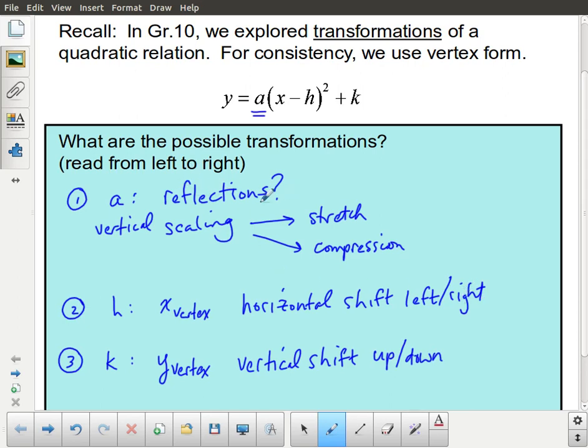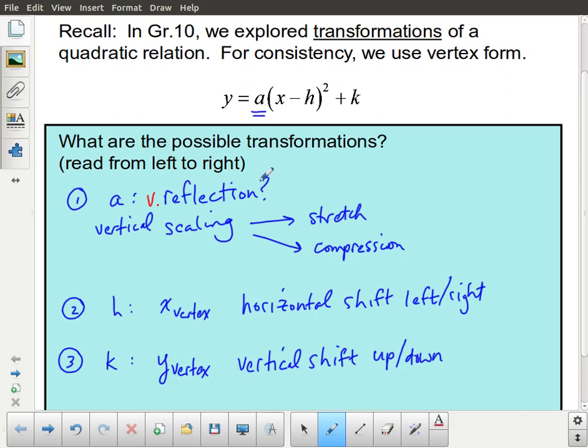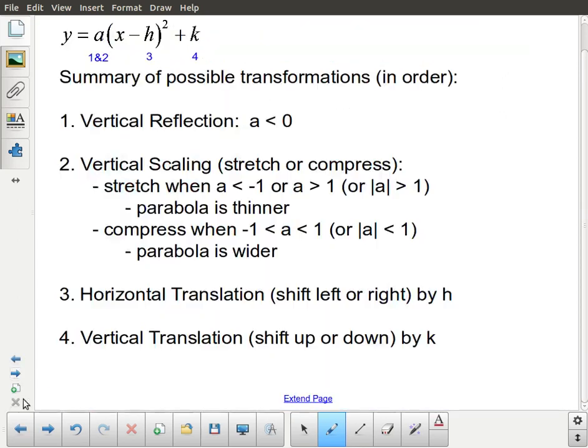So when I say a, again, I should have put this in here, that's going to be vertical reflections, or a vertical reflection. So this tells me if I have a vertical reflection, and it also describes any vertical scaling, which would be a stretch or a compression. The h value gives me my horizontal shift left to right. My k value gives me my vertical shift up or down. And you can see I've summarized that here.